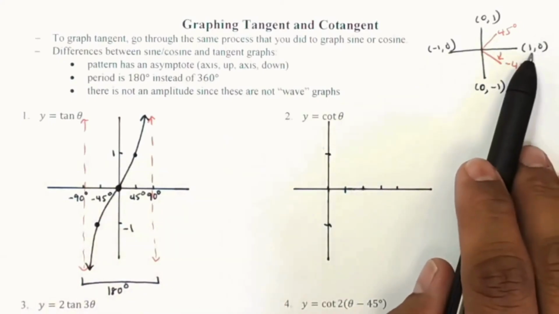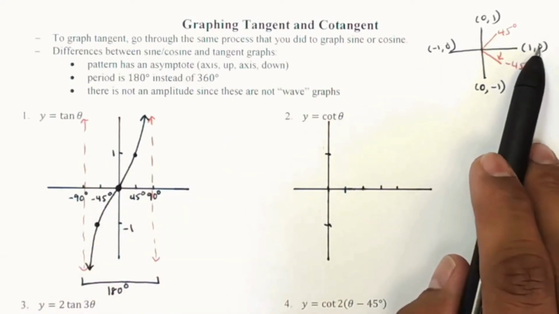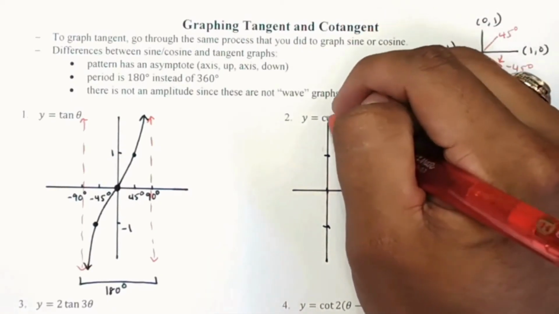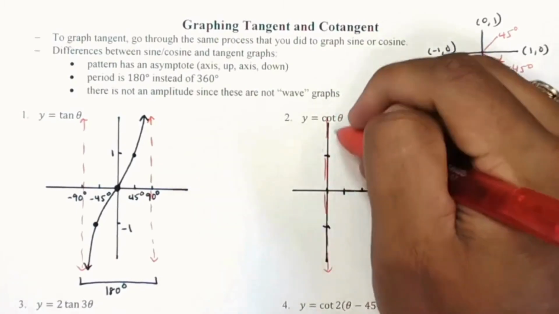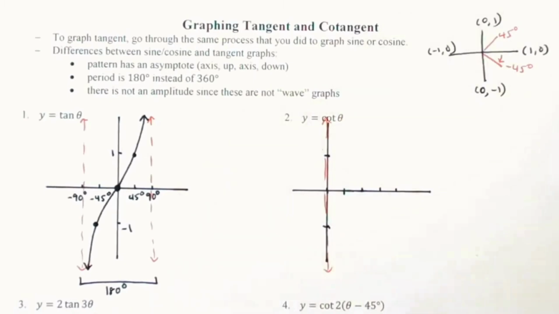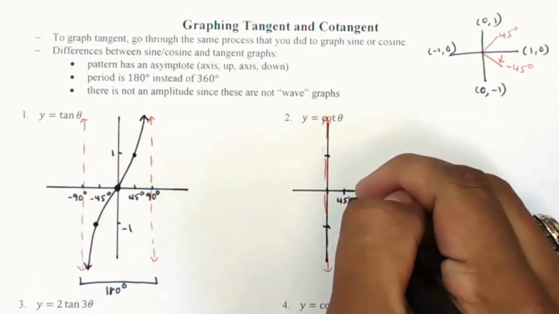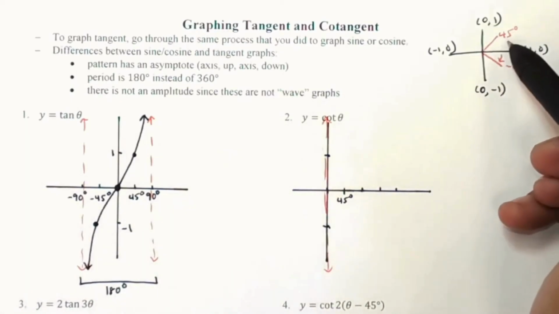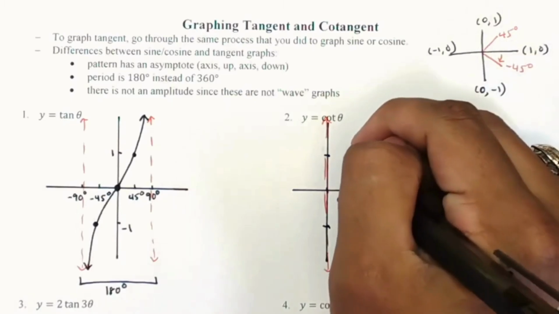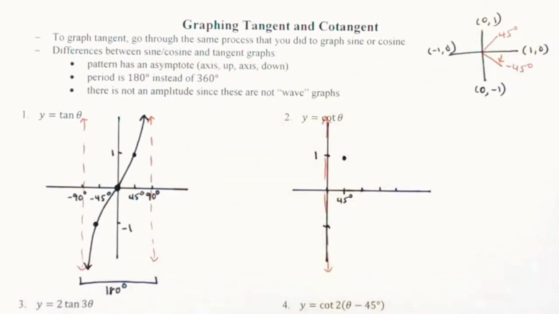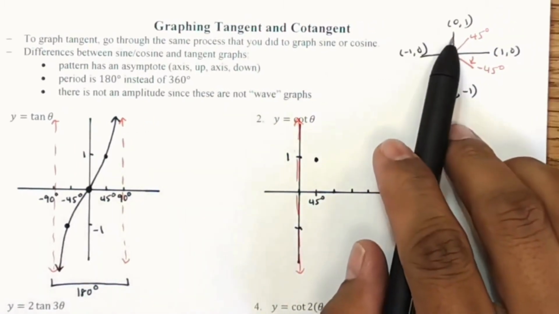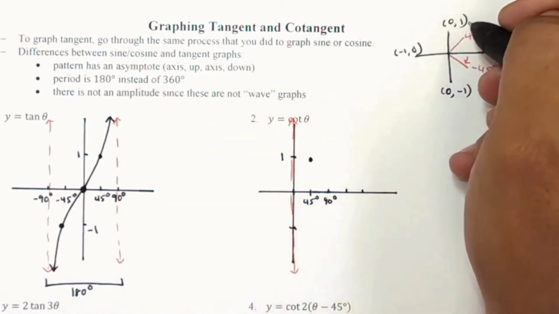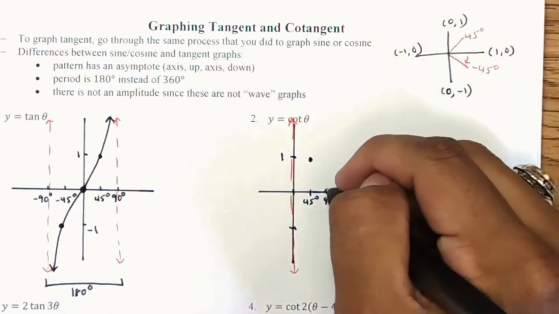So what about cotangent? Well, cotangent at 0 degrees is x over y. So 1 divided by 0 would be undefined. That means I would have an asymptote here at 0 degrees. If I went to 45 degrees, again, cotangent is x over y, so it's the exact same x and y. So we start off here at positive 1. If I go up to 90 degrees, I have (0, 1), which x over y would be 0. So I have a point here at 0.